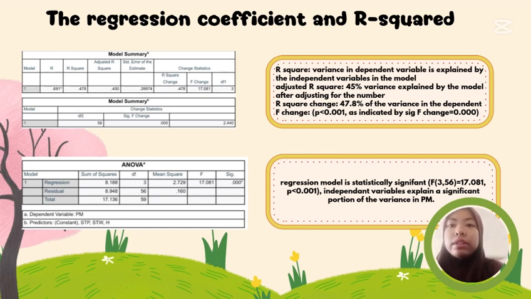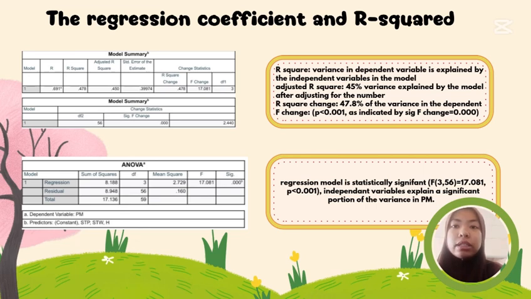ANOVA. The ANOVA table reveals a statistically significant regression model, F(3,56) equal to 70.081, p less than .001, providing strong evidence that the independent variables, namely STP, STW, and H, collectively explain a substantial portion of the variance observed in the dependent variable, EM. This significance is determined by comparing the variance explained by the regression model to the residual variance, which represents the unexplained variation in the data.